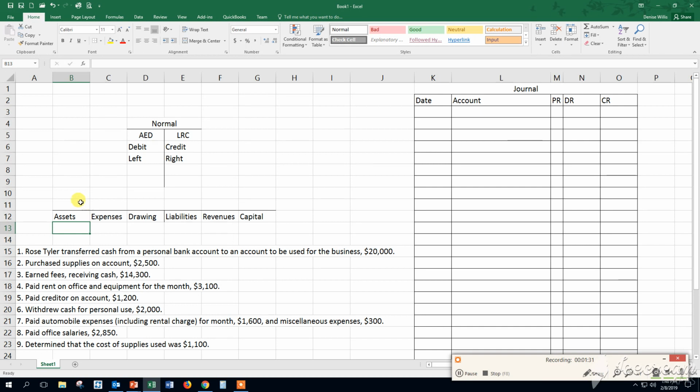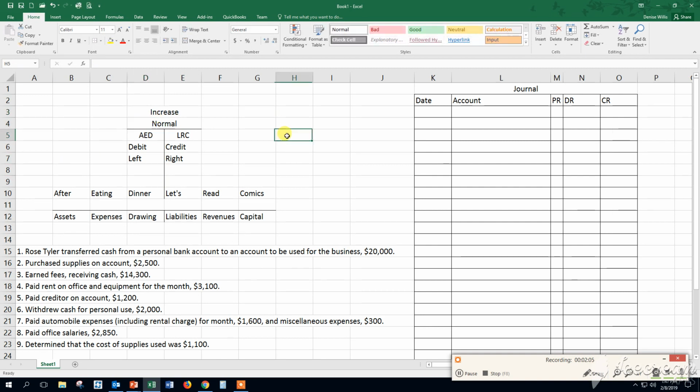Now, you can look on the internet and find lots of goofy mnemonics or different ways to help you memorize it. One of the more common ones is after eating dinner, let's read the comics. After eating dinner, let's read comics. Okay, that just helps us memorize the AED LRC. After eating dinner, let's read the comics.